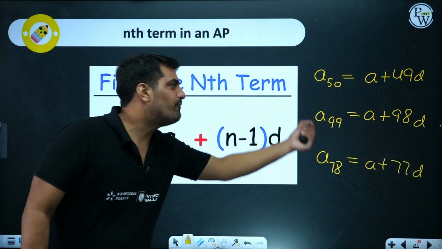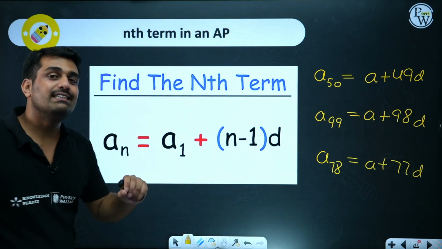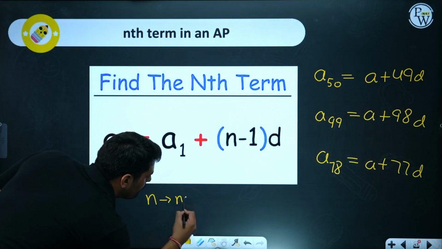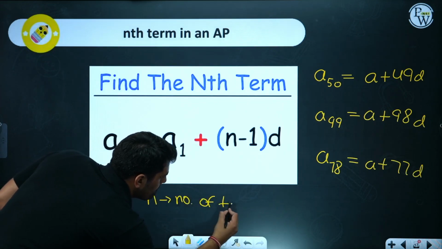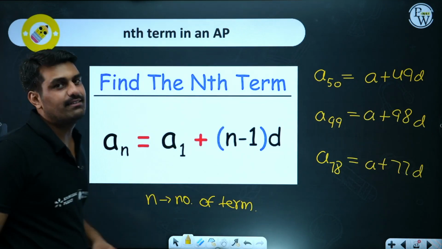So this is the way I can write any of the terms in the AP. And n over here is the number of the term. And this is the general formula which indicates the nth term.